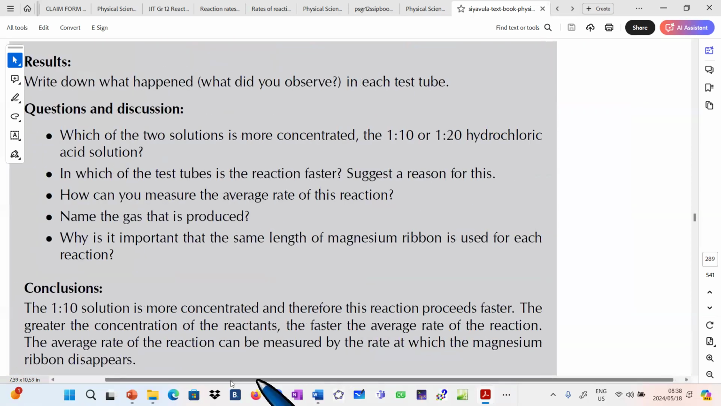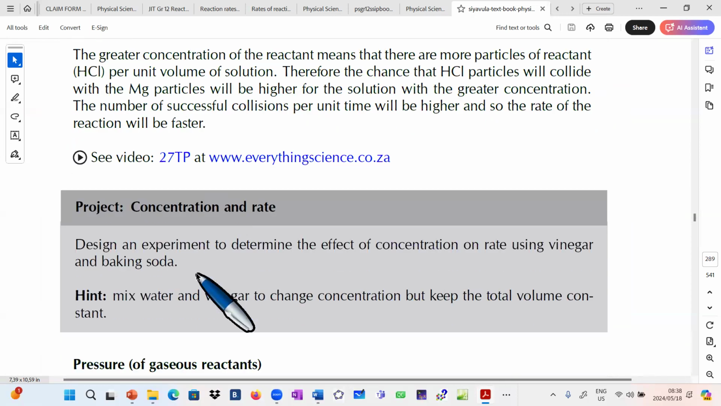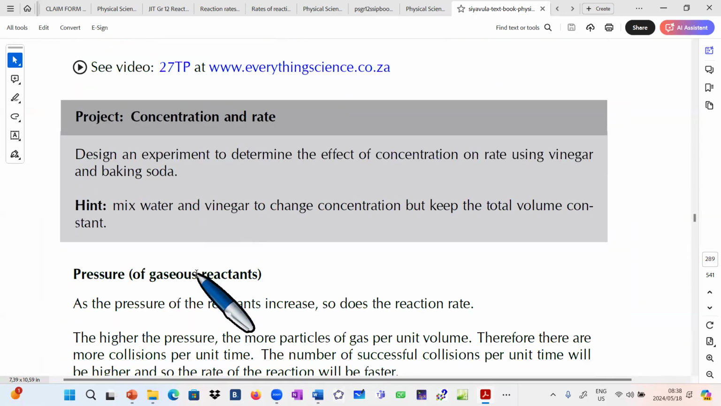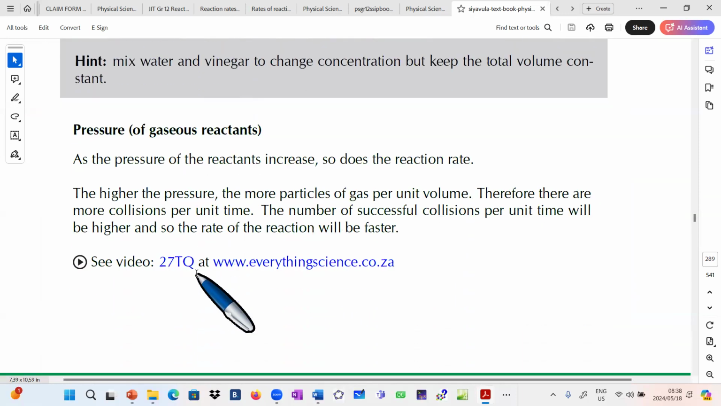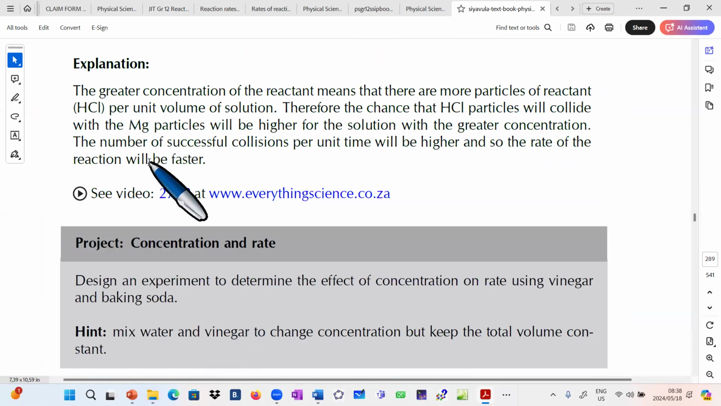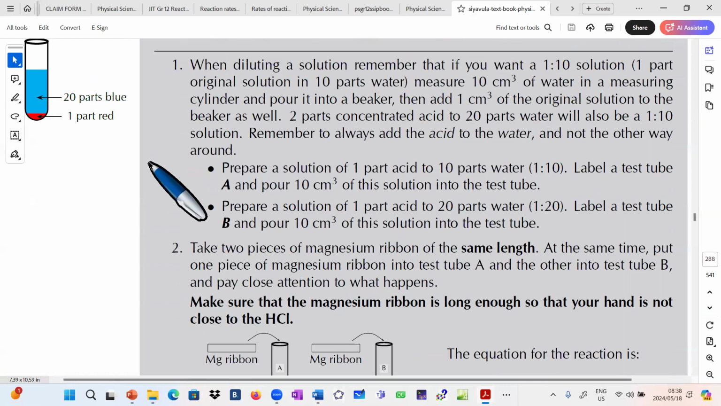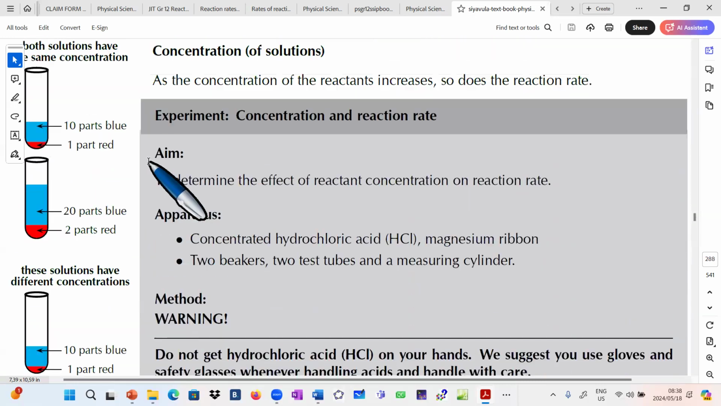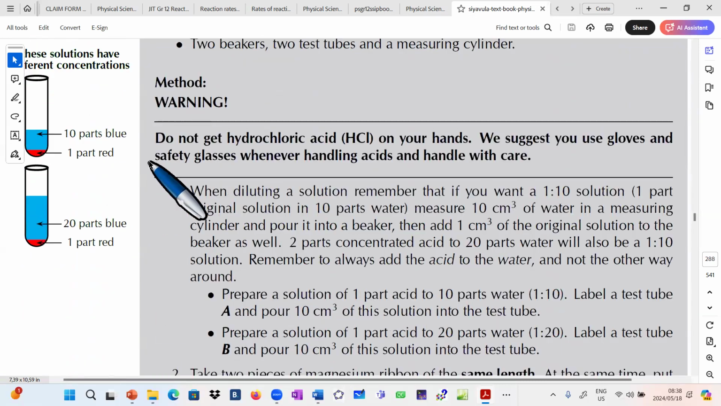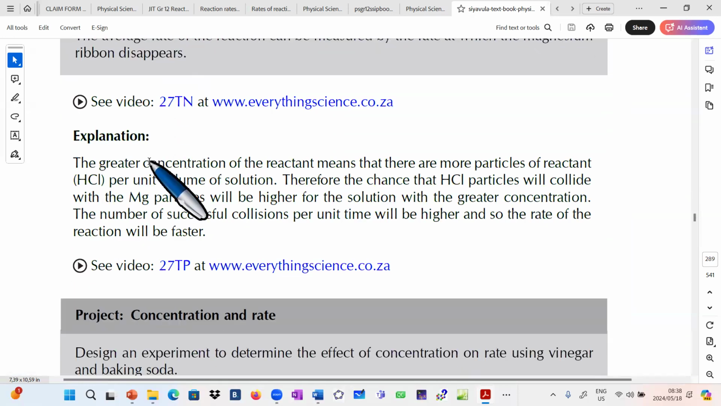Right, a couple of things I want us to discuss. Now, pressure. Let us discuss pressure here.